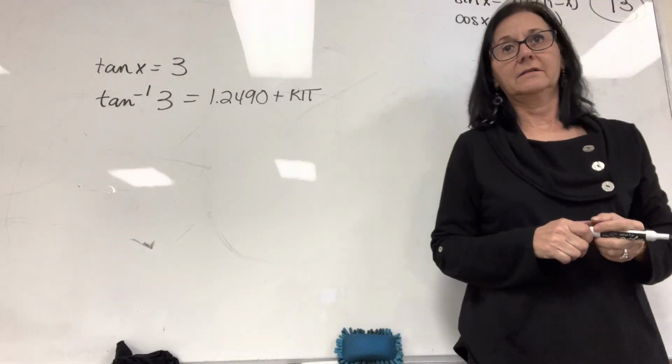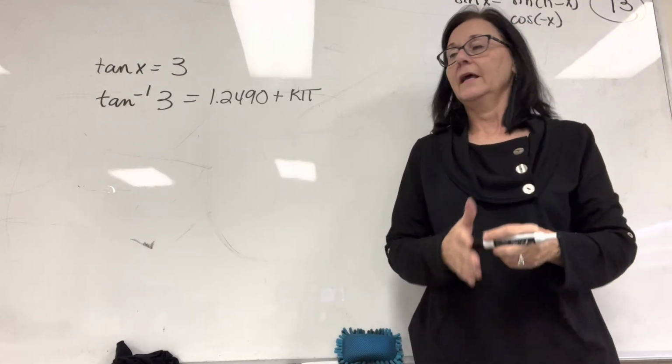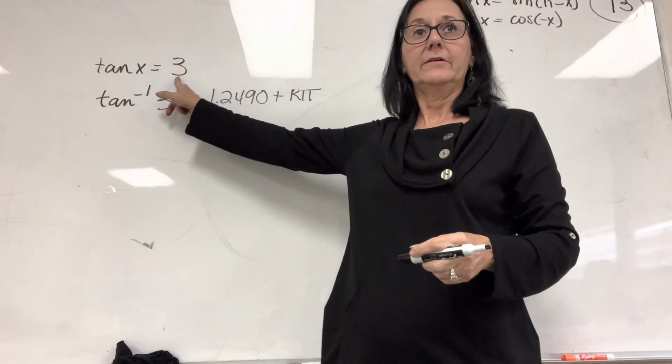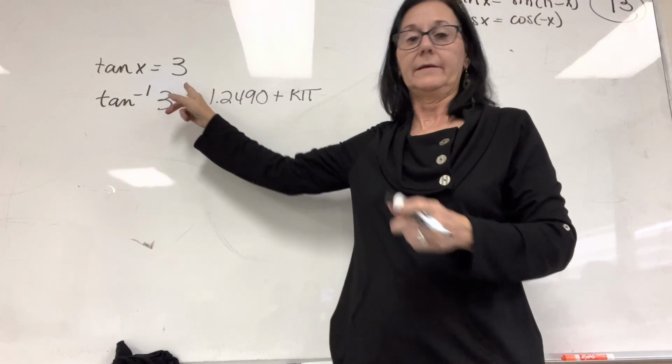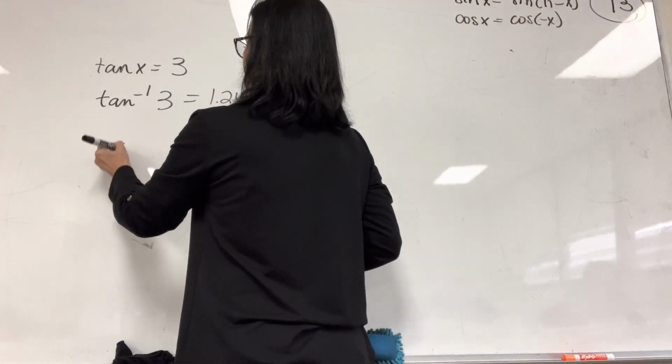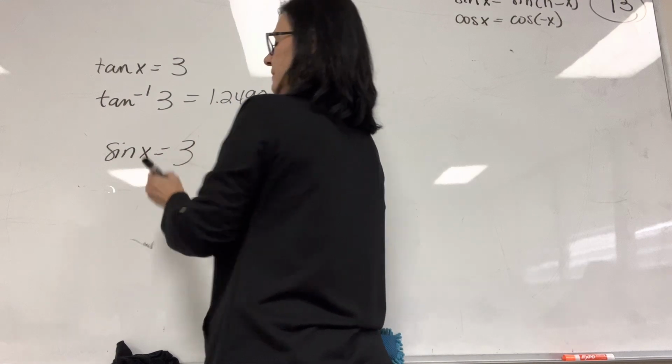Okay, I want everybody to look. You need to know this. It is okay for the number, the ratio, to be greater than 1 or less than -1. But what if I had this? Is that possible?